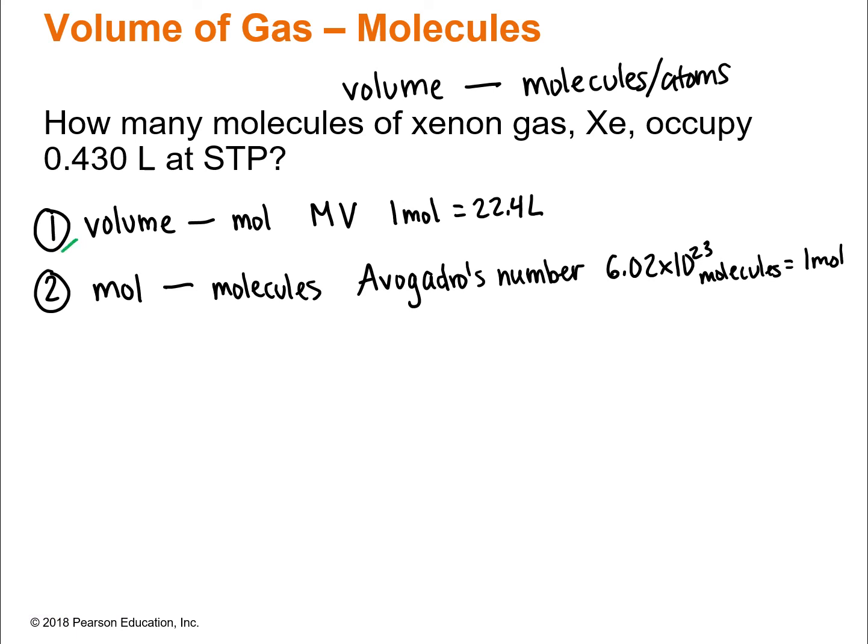I'll write in different colors just like I did before. The first part of our equation is going to be setting up the volume to moles. Our starting volume is 0.430 liters of xenon gas. We're trying to get 2 moles. So where am I going to put that 22.4 liters, the top or the bottom?